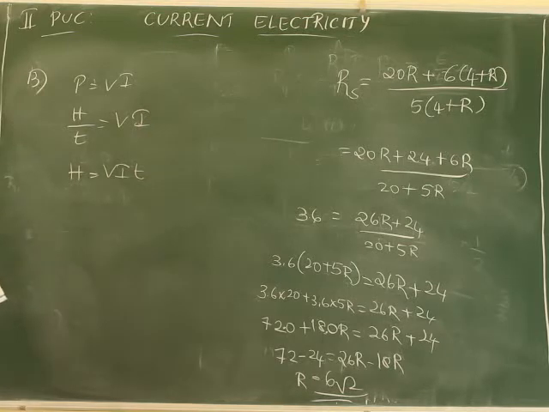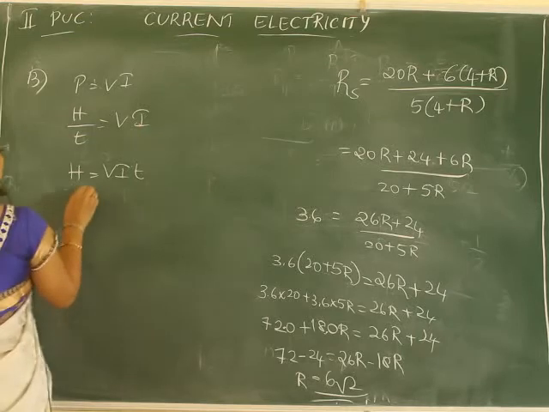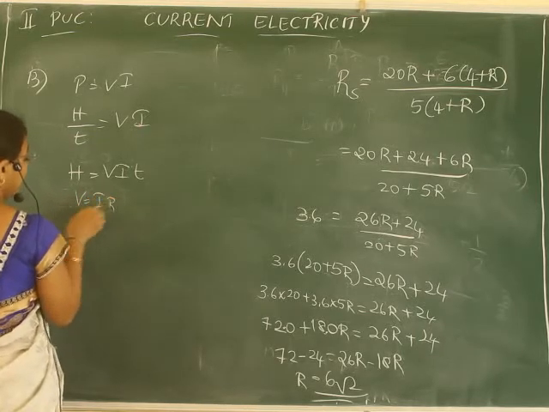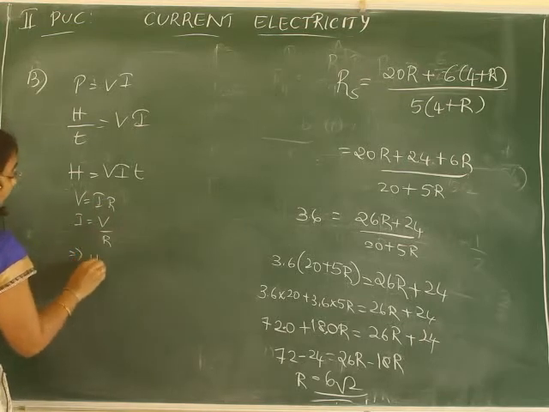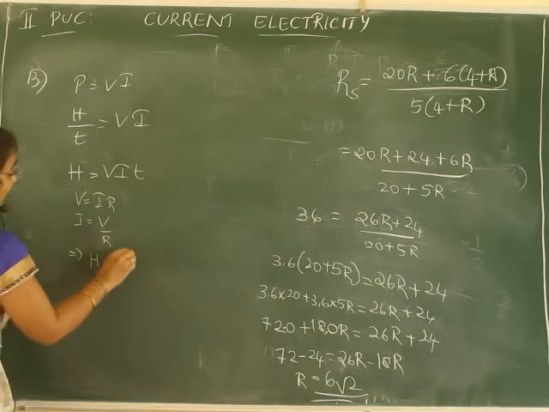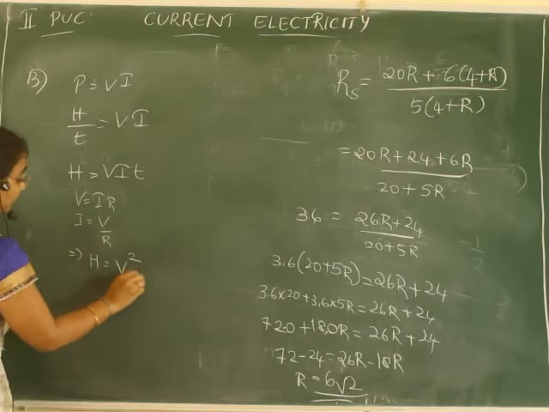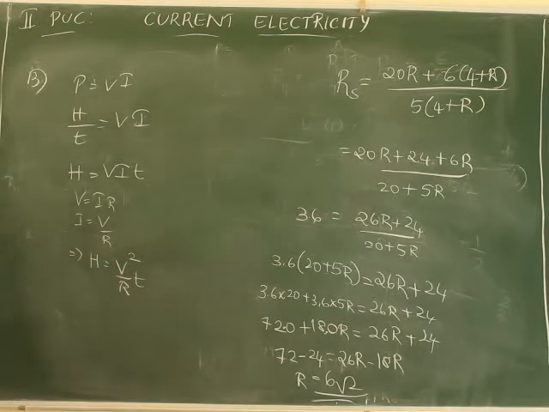What do you have to calculate here? You have to calculate heat developed in the heater, correct? But we don't know what is I. Whether I is given? No. So how to calculate? According to Ohm's law, V is equal to IR. So I can write I is equal to V by R. This implies H is equal to V square by R into T.